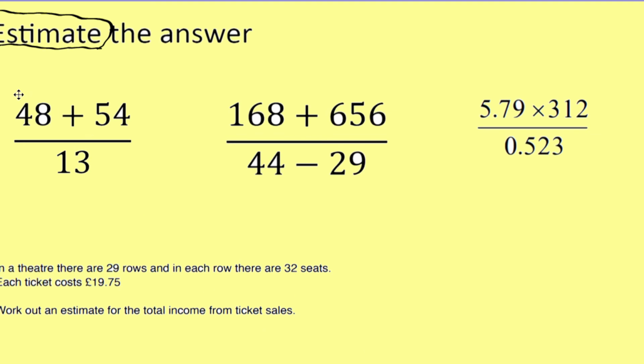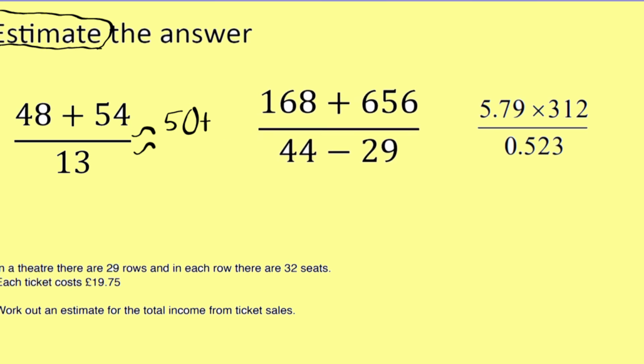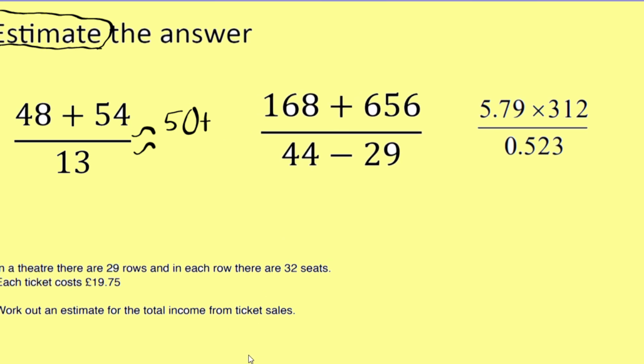So what we're going to do, each number we're going to round, and if you show that you've rounded it, you get some marks. So what I'm going to do is I'm going to do this approximately equal sign, and I'm going to round this. So 48 is approximately equal to 50. 54, I'm going to round again up to, or round down, sorry, to 50. And 13, I'm going to round down to 10. So if I've written out my estimation, that means I've got some marks already.